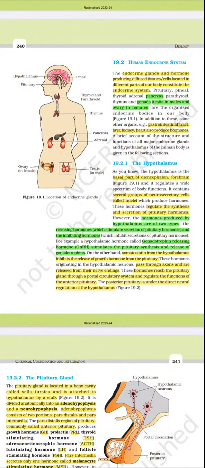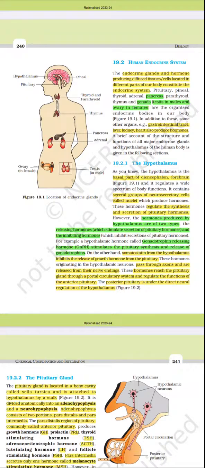The hypothalamus is the basal part of the diencephalon, forebrain. Several groups of neurosecretory cells called nuclei regulate the synthesis and secretion of pituitary hormones. The hormones produced by the hypothalamus are of two types: the releasing hormones, which stimulate secretion of pituitary hormones, and the inhibiting hormones, which inhibit secretion of pituitary hormones.